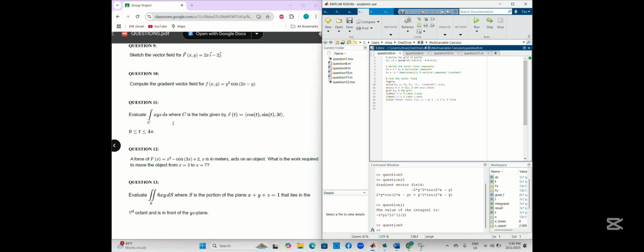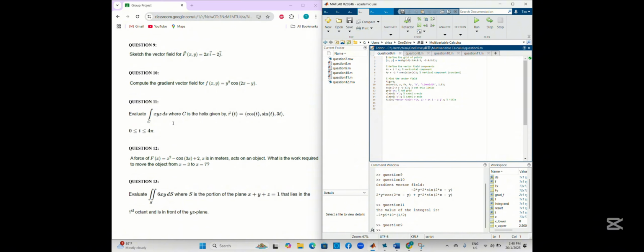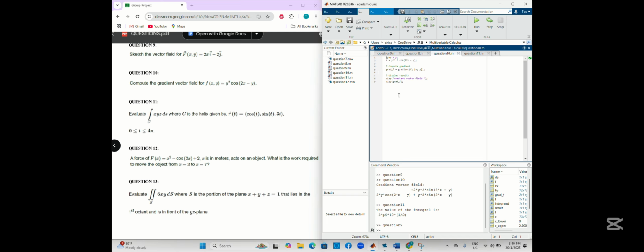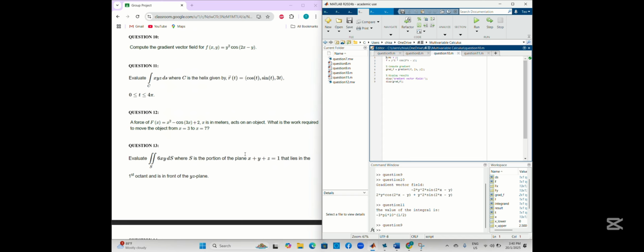Next is question 10. We need to compute the gradient vector field for f equal to y squared cos(2x minus y). On the right side is the MATLAB code for question 10. After we run it, I will get for the x gradient negative y squared sin(2x minus y) times 2. For the y gradient, I get 2y cos(2x minus y) plus y squared sin(2x minus y).